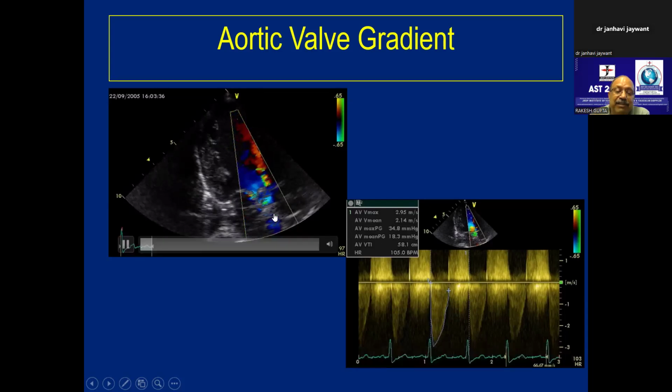If not contained, you switch over to continuous wave Doppler. Continuous wave Doppler will do what? It will take the velocity at the aortic valve level, it will take the velocity of LVOT, and across the whole of this line it will take the velocities. But it gives the maximum velocity at the aortic valve level. Correct? Yeah, that I understood.